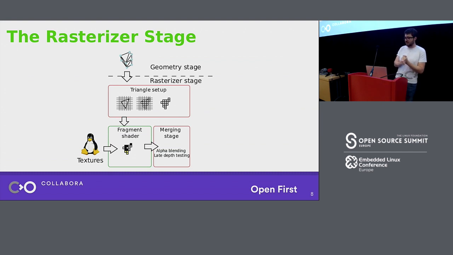Then what happens is that the GPU passes this shape to the next stage, which is called the rasterizer stage. And here it's all about filling pixels with some colors. The first step is trying to determine which pixels are covered by all of those simple primitives. So you will pick one triangle, put it on the pixel grid, and then determine which pixels are covered. Once you have done that, the triangle setup, you will try to fill all of those pixels with some colors. And those colors are usually taken from a texture, but it can also be a predefined color.